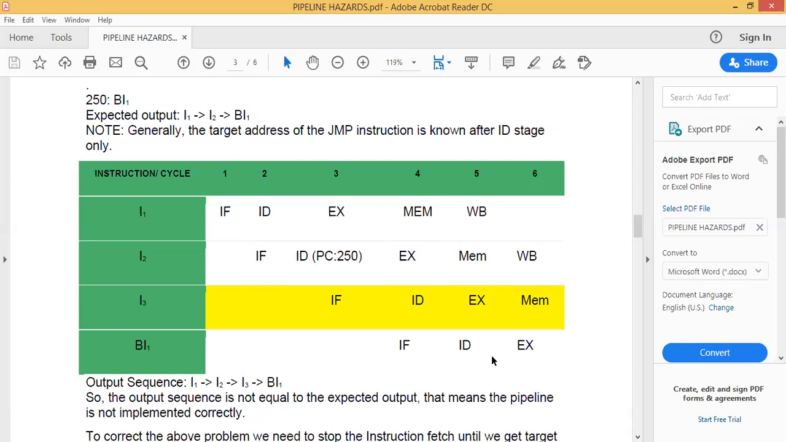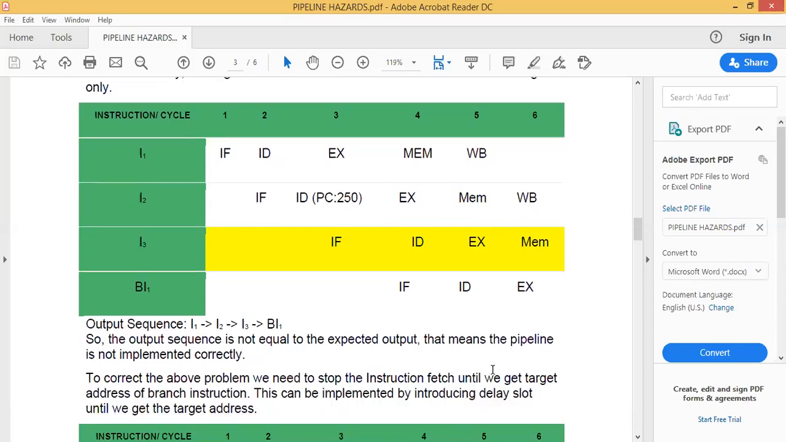So the output sequence is instruction 1, then instruction 2, then instruction 3, then BL1, BL1, instruction 1. So the output sequence is not equal to the expected output. That means the pipeline is not implemented correctly. To correct the above problem, we need to stop the instruction fetch until we get the target address of the branch instruction. This can be implemented by introducing a delay slot until we get the target address.